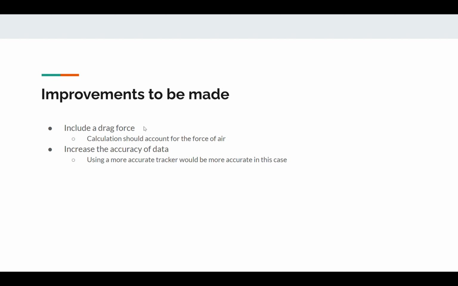Some improvements: we could include the drag force. Actually, we didn't actually include it, right? And increase the accuracy of data using a better tracking program.